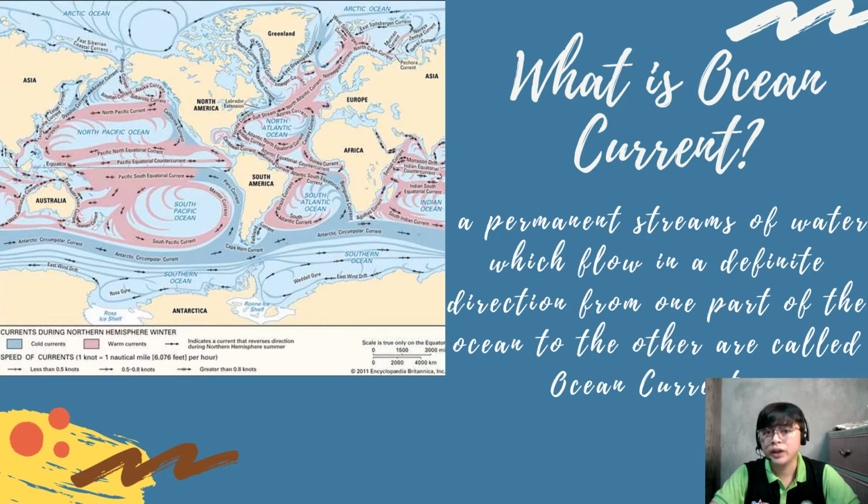There are factors affecting the origin and flow of ocean currents, such as the rotation and gravitational force of the Earth, the temperature, salinity, and atmospheric factors like winds, rainfall, and so on. Ocean currents can be divided into two types: warm currents and cold currents.